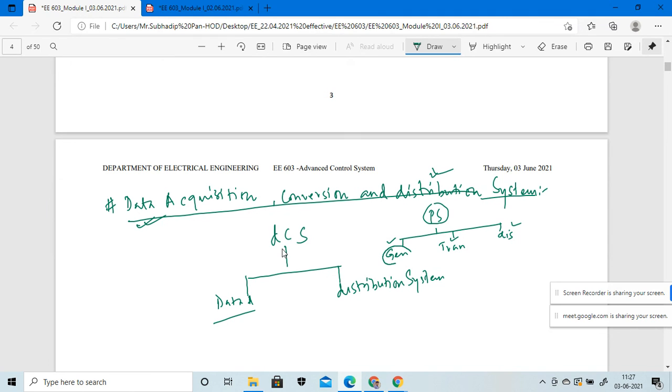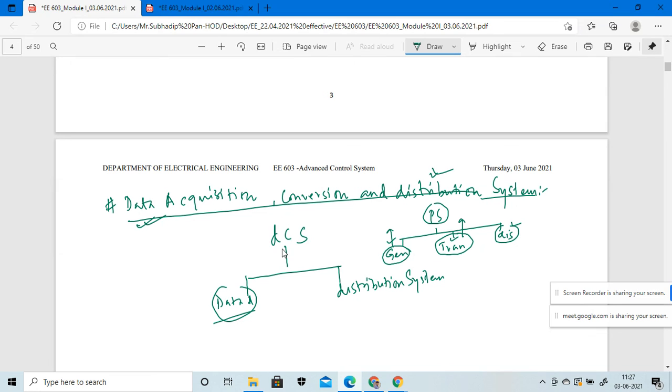So here also we have to implement the digital control. For generating the power, we need the data acquisition system inside the plant. In the transmission also we have a requirement of the control structures, and there also there is the requirement of the data acquisition, and obviously in the distribution system.